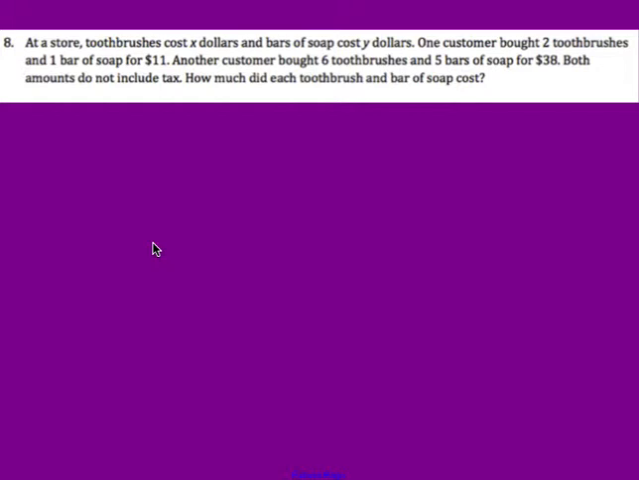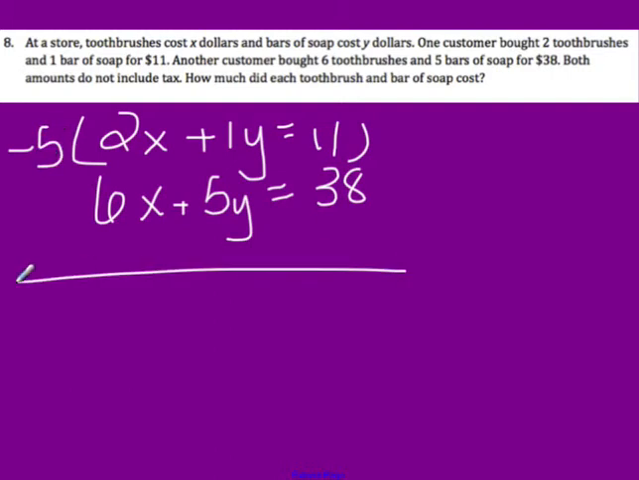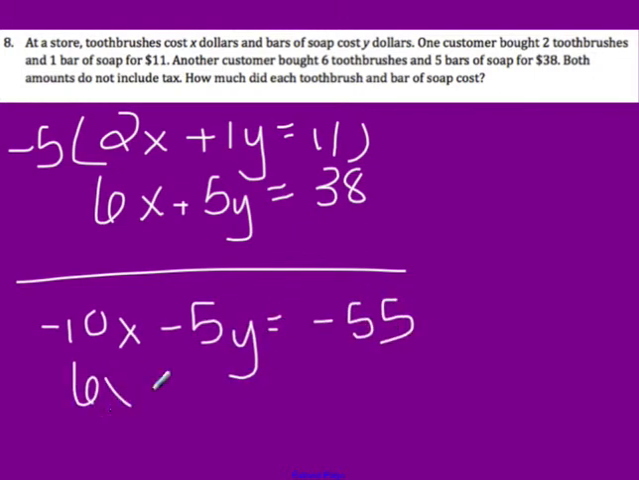So at a store, a toothbrush costs X dollars and a soap costs Y dollars. So a customer bought 2 toothbrushes at price X and 1 bar of soap at price Y, and that was $11. Another customer bought 2 toothbrushes at price X and 5 bars of soap at price Y, and that was $38. So my suggestion for you to solve this would be to multiply this guy by a negative 5. That's going to create the same number in opposite signs. So when you multiply that top one by a negative 5, you end up with negative 10x minus 5y is equal to negative 55, and then 6x plus 5y is equal to 38.